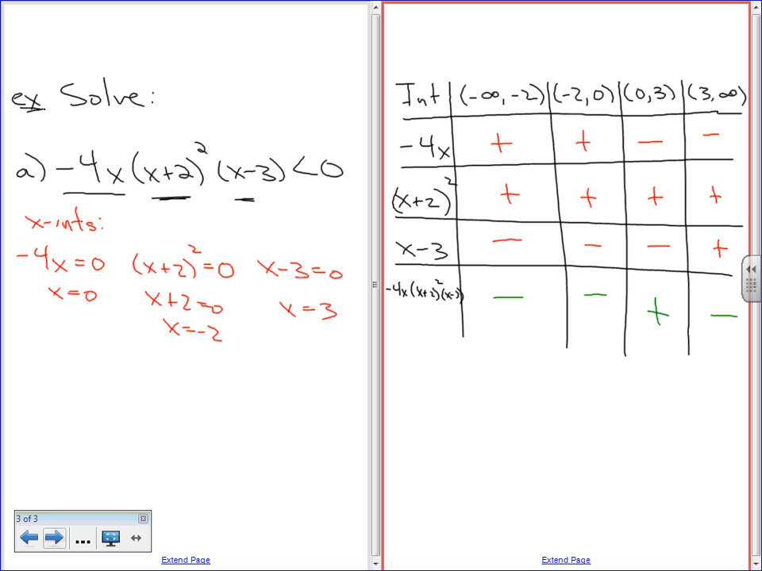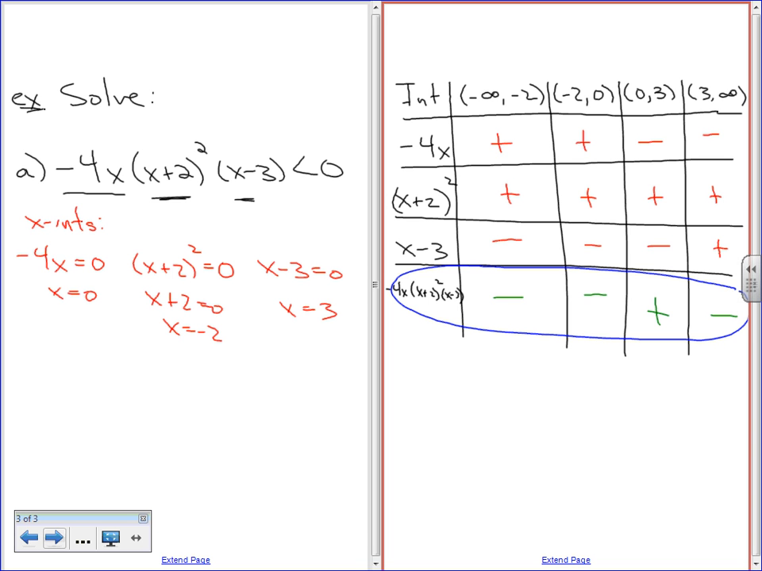So my original question was, when is this polynomial less than 0? It's going to be less than 0 when we have negative signs, right? So here's my answer right here. It's going to be less than 0 between negative infinity and negative 2. It's less than 0 between negative 2 and 0. And it's less than 0 between 3 and infinity.